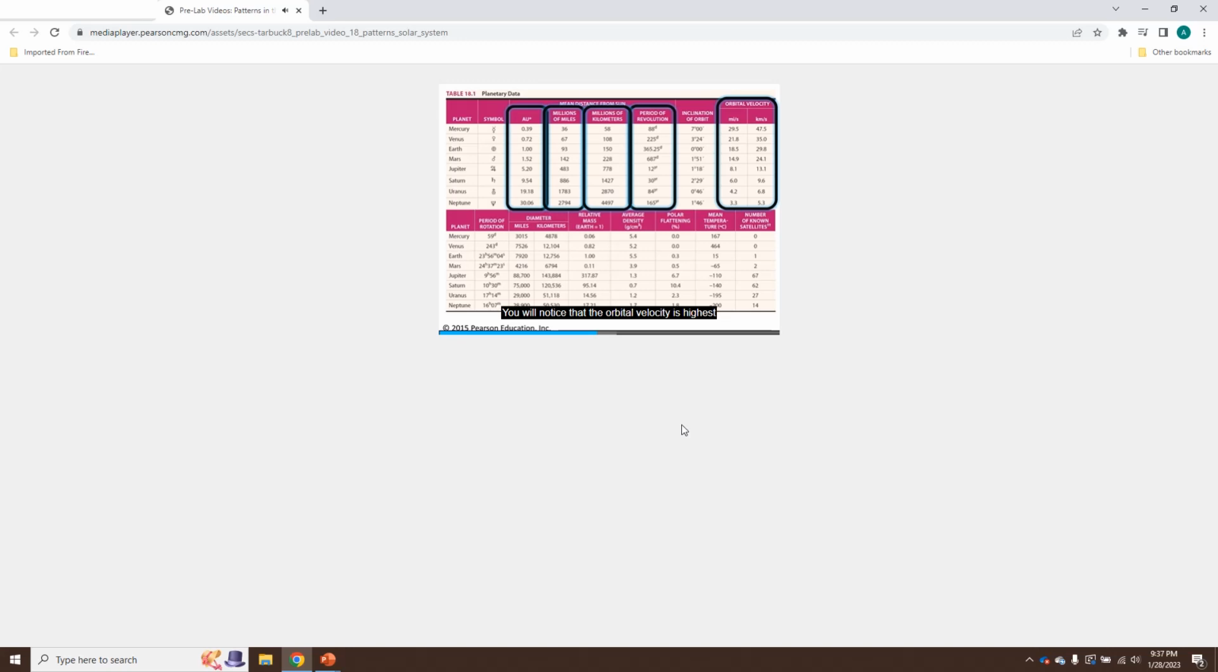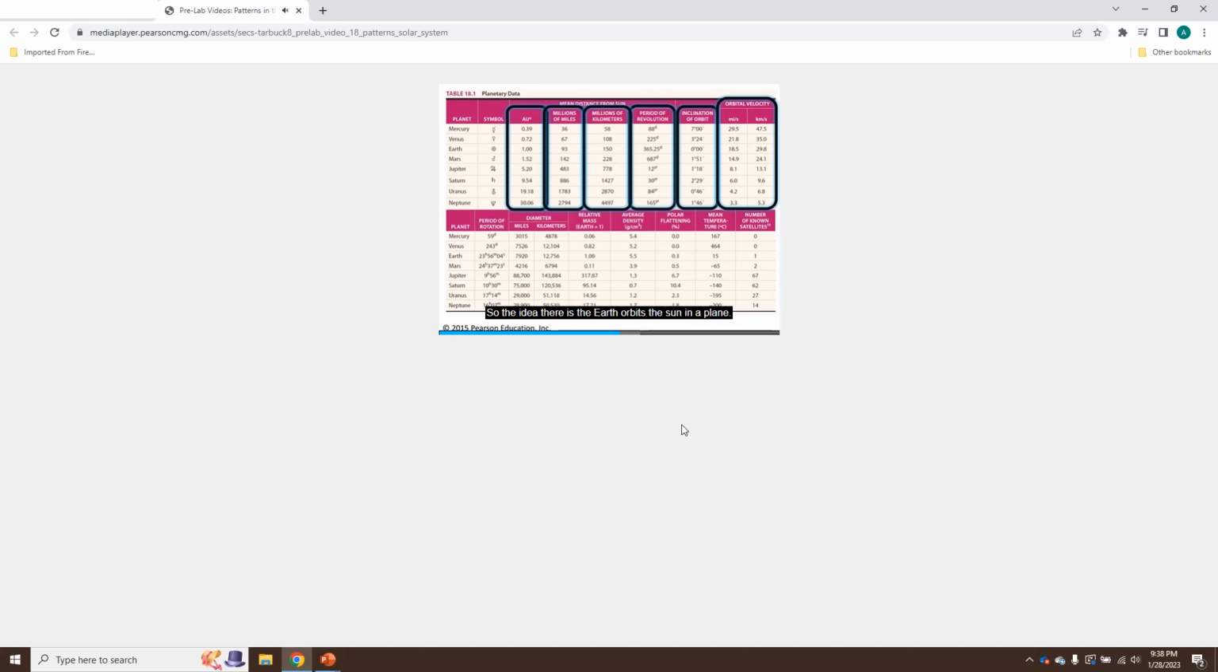You will notice that the orbital velocity is highest for the planets that have the lowest period of revolution, and it is slowest for the planets that have the largest period of revolution. So there's an inverse relationship there. That's the sort of thing we're talking about this week in lab, patterns. We can also take a look at the inclination of planets' orbits. Again, here we use the Earth as a reference, so you can see for the Earth it's 0 degrees and 0 minutes, but that is sort of an arbitrary distinction.